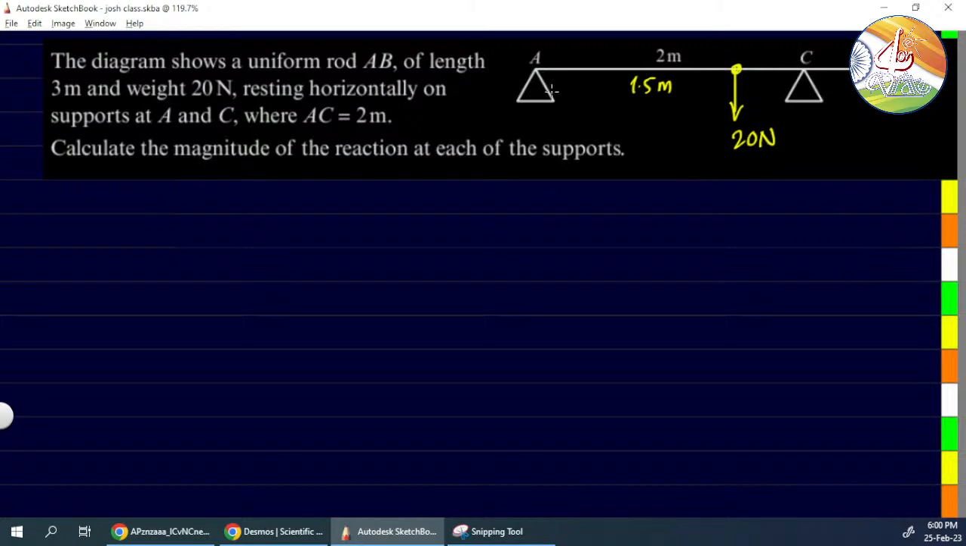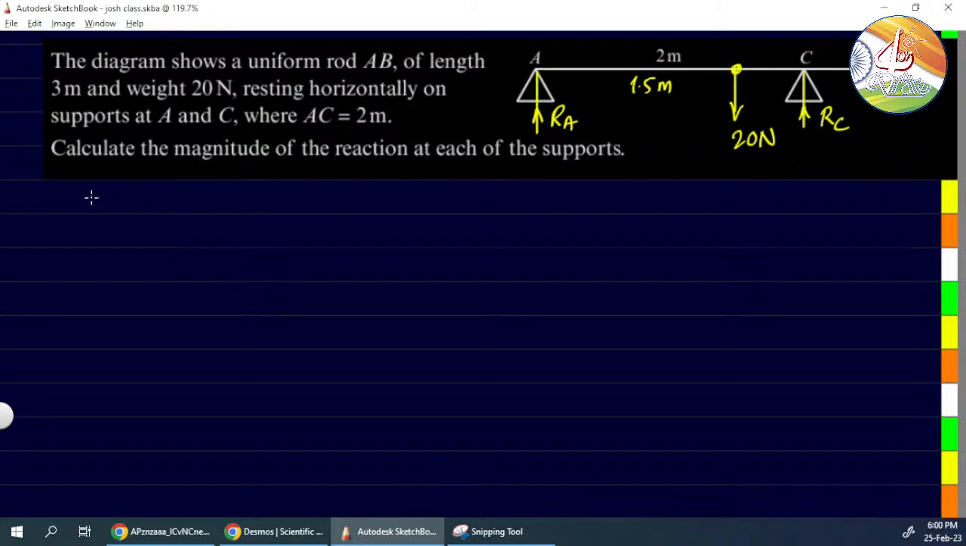Now to support this rod, we will get two reactions here. So let us call this RA reaction. Here let's call it RC. Calculate the magnitude of reactions. So now we have to find the reactions.